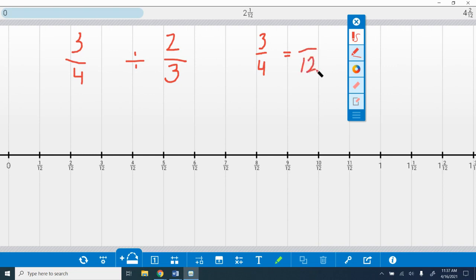So what do I have to multiply 3/4 by to get an equivalent fraction with a denominator of 12? I have to multiply 3/4 by 3/3. Now remember, 3/3 is a fraction equivalent to 1. So it's not going to change the value of our fraction. It's just going to change our denominator and our piece sizes. 4 times 3 is 12. 3 times 3 is 9. So 3/4 is equivalent to 9/12. I'm going to write that right here.